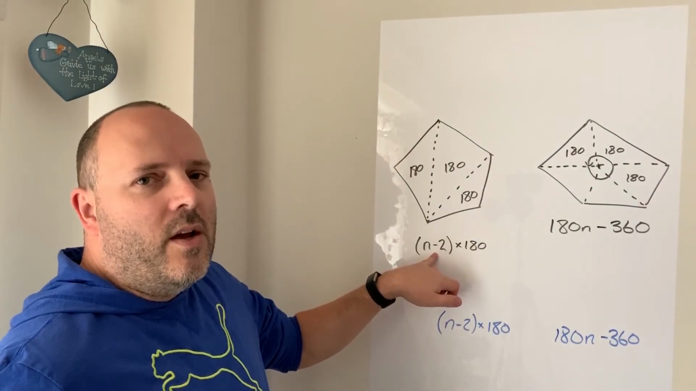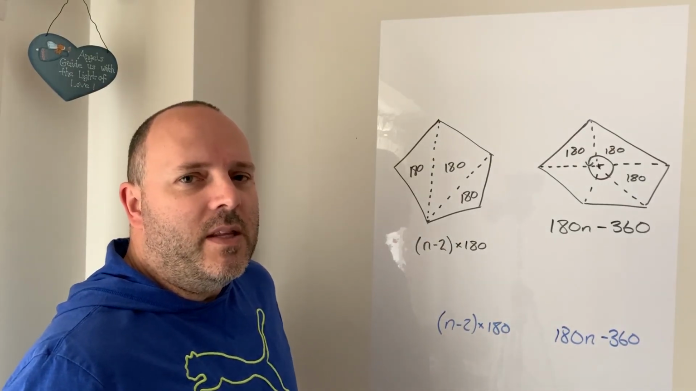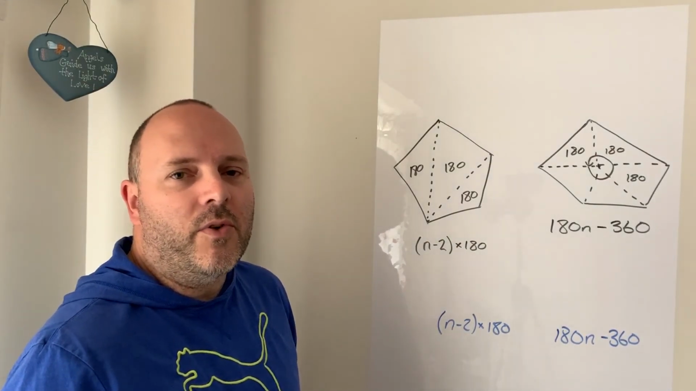Take 2 away from the number of sides, multiply it by 180. That's the sum of the interior angles for any polygon.